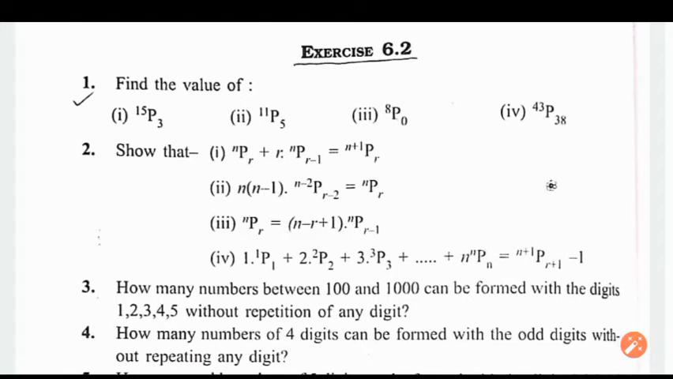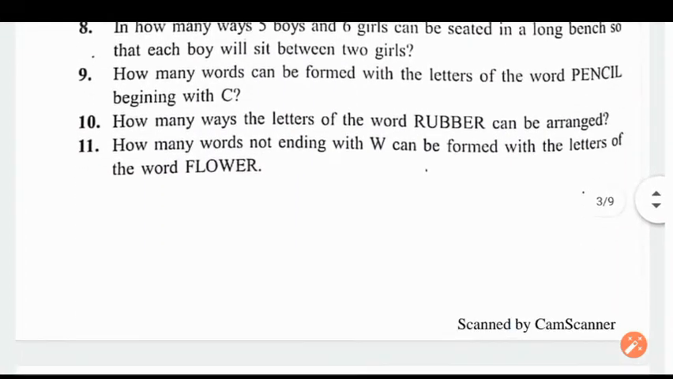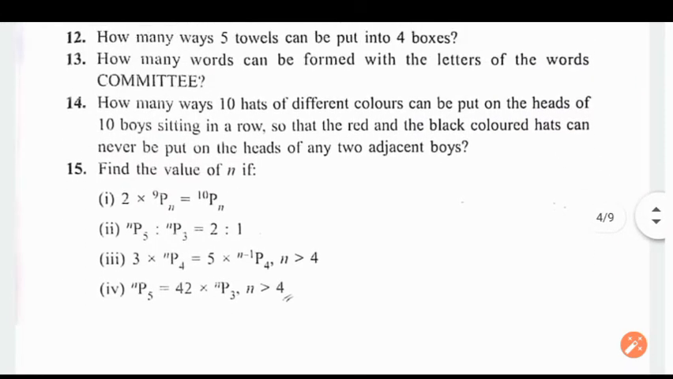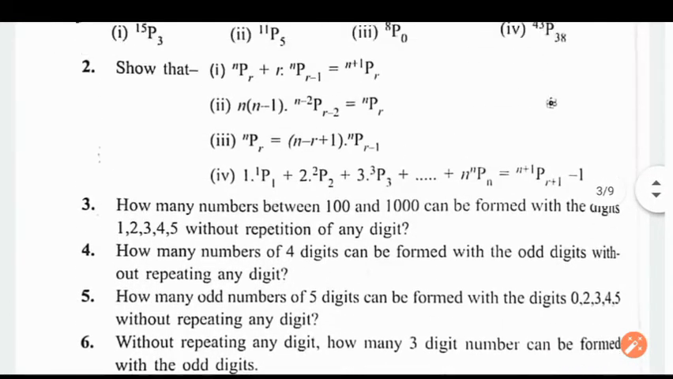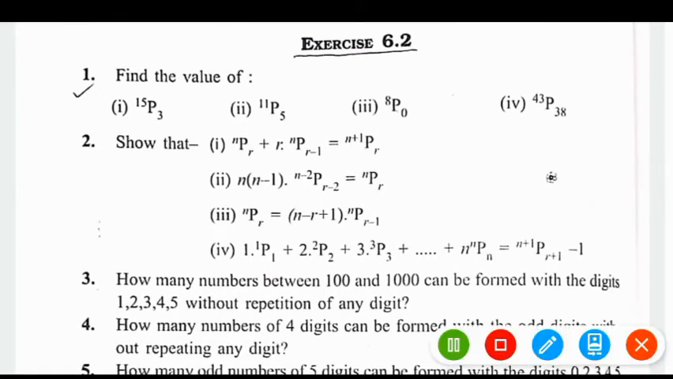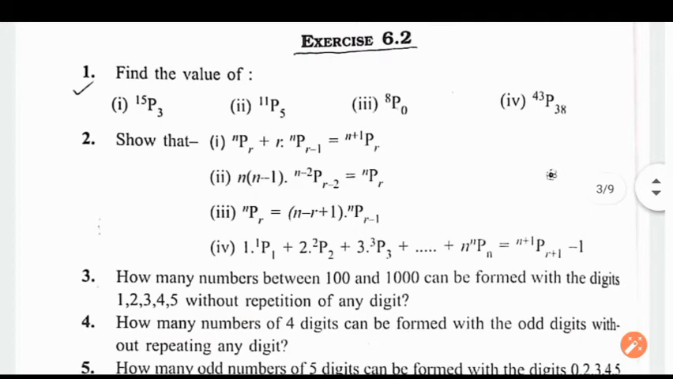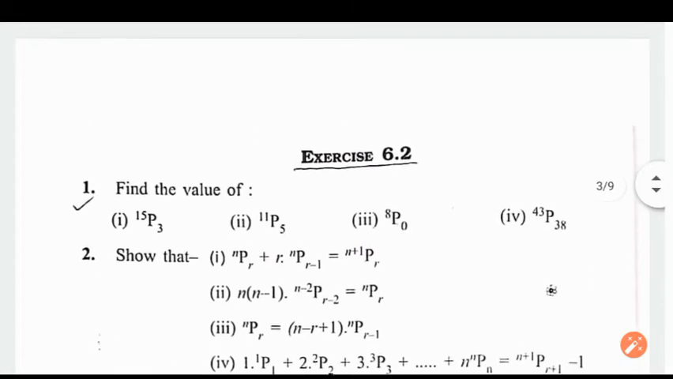So how many questions do we have in this exercise? You can see from question number 1 to 15, so we have 15 questions which we are going to solve in this video. Okay, so let's start with question number 1. In question number 1, we are required to find the values of 15p3, 11p5, 8p0, 43p38.